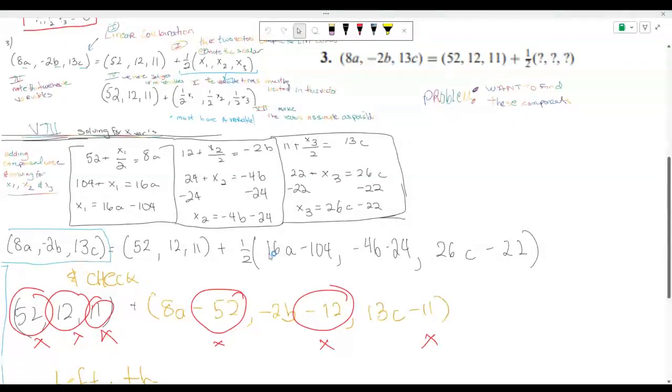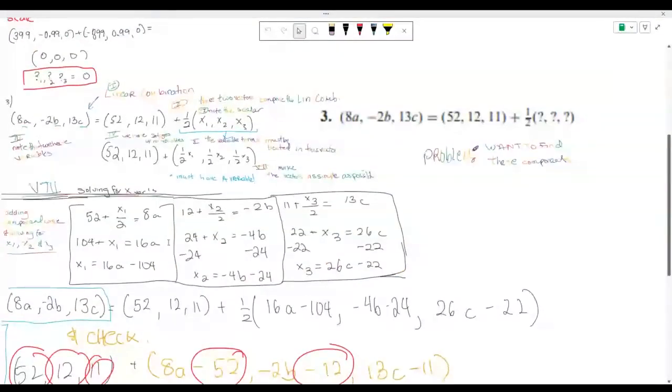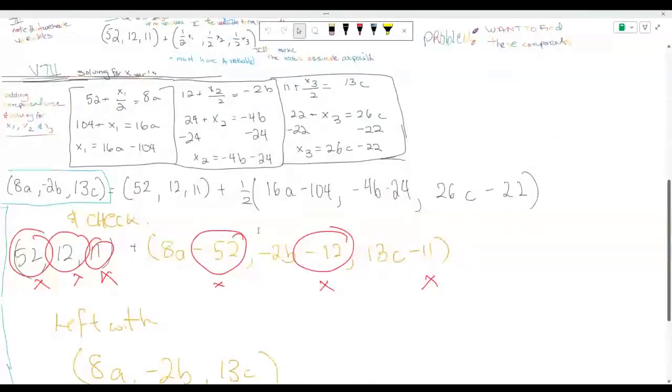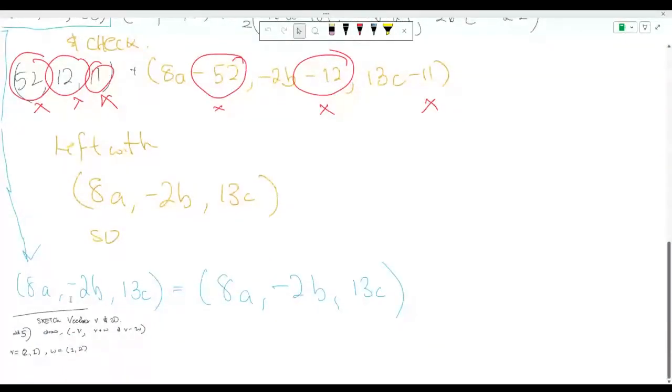And I rewrite the equation so that you could solve for everything. And you just verify that the original linear combination is actually equal to what you find. And upon solving, you do find that 8a, comma negative 2b, comma 13c is equal to itself. And that's about it.